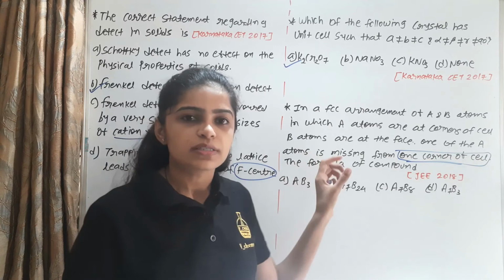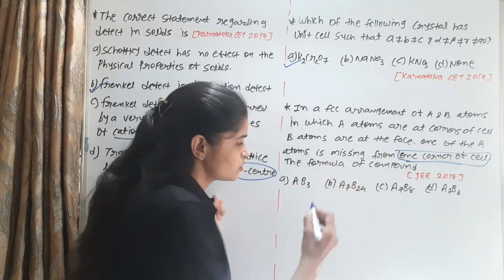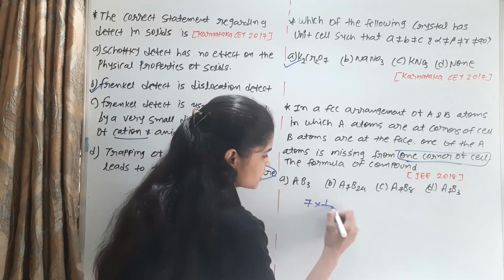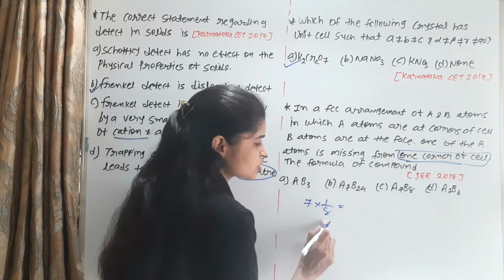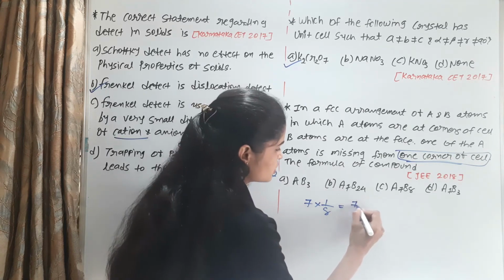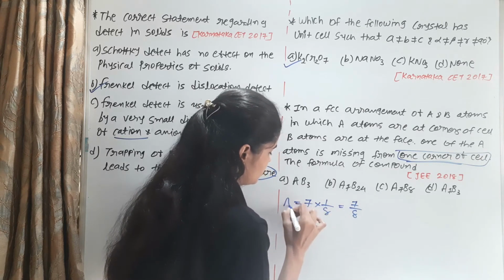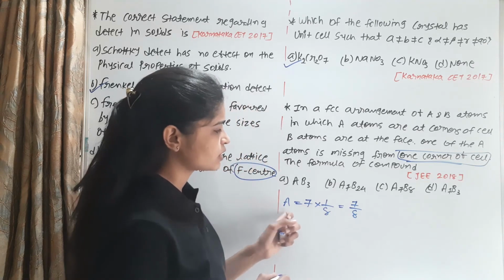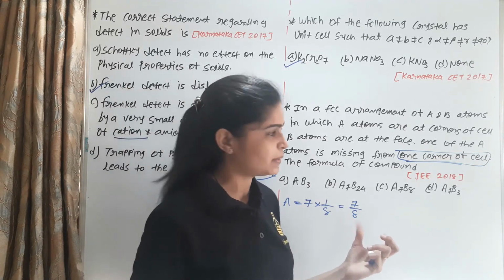So a total of 7 corner atoms are present. Multiplying the 7 corner atoms by 1/8, because of the contribution of 1/8, gives 7/8. The number of contributing atoms for A is equal to 7/8.